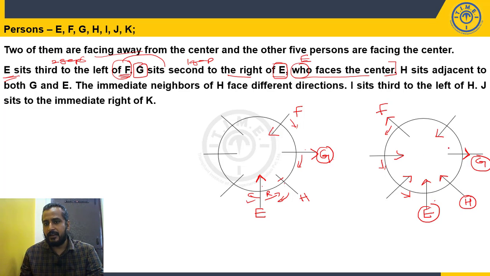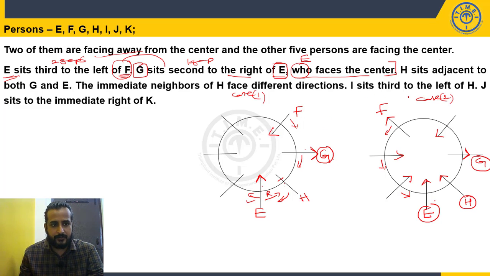Since we are able to decide F and G are away from the center in the second case, what about in case 1? In case 1, we know only G is facing away. If you know one more person, you may decide, but you cannot decide here. Fine. Next, what is given?